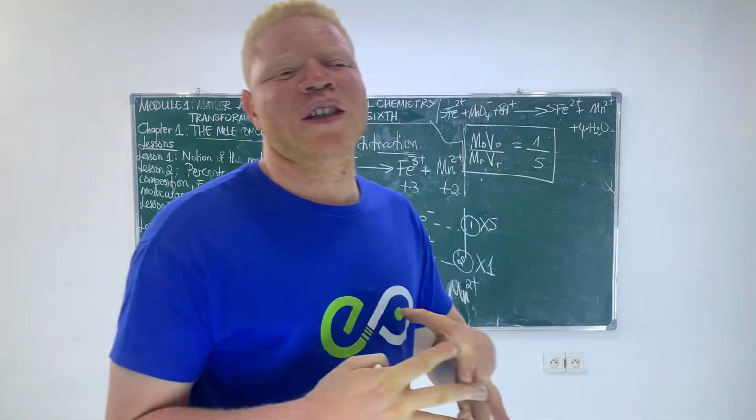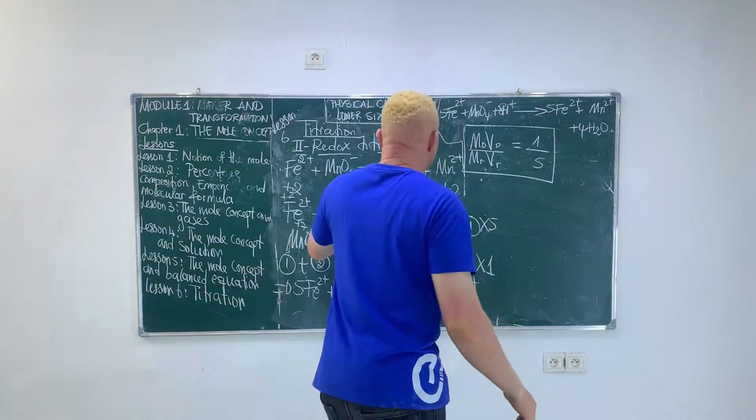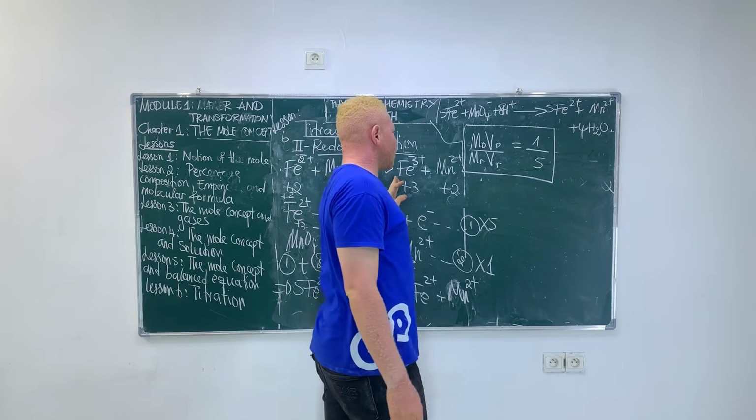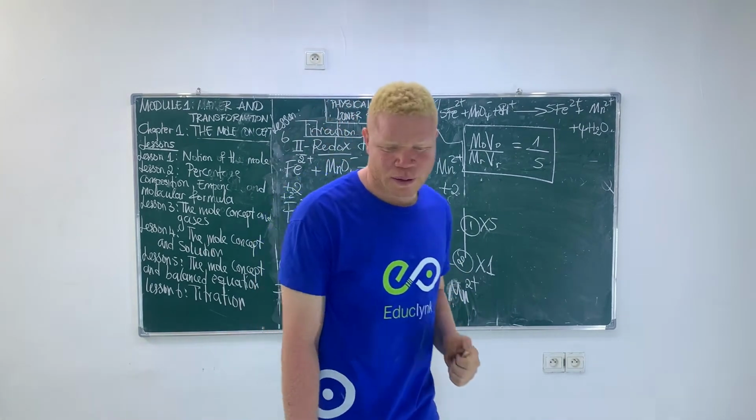So that's our unknown ratio in case we're talking about a redox reaction. So let's make use of this redox reaction in order to calculate either the concentration of the iron or the manganese. So let's take an example.